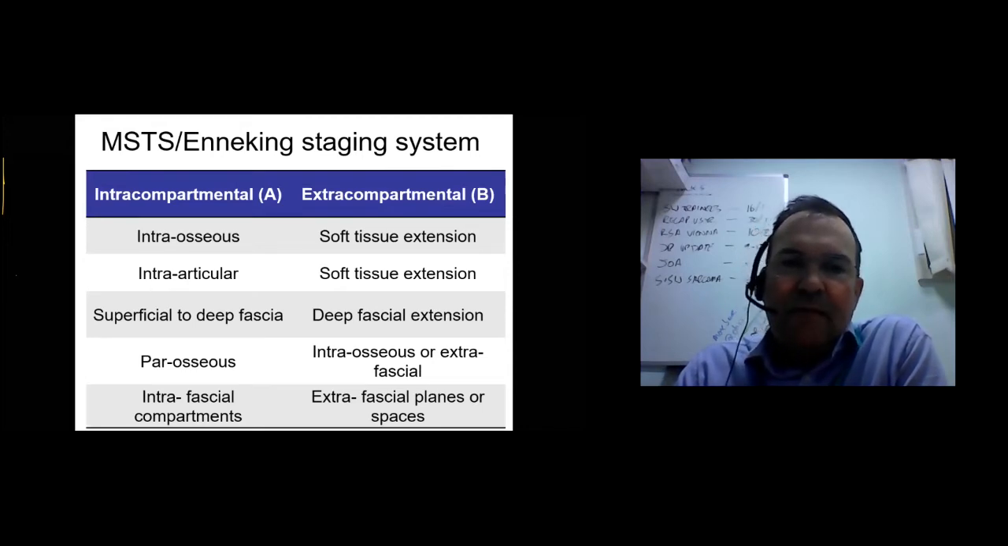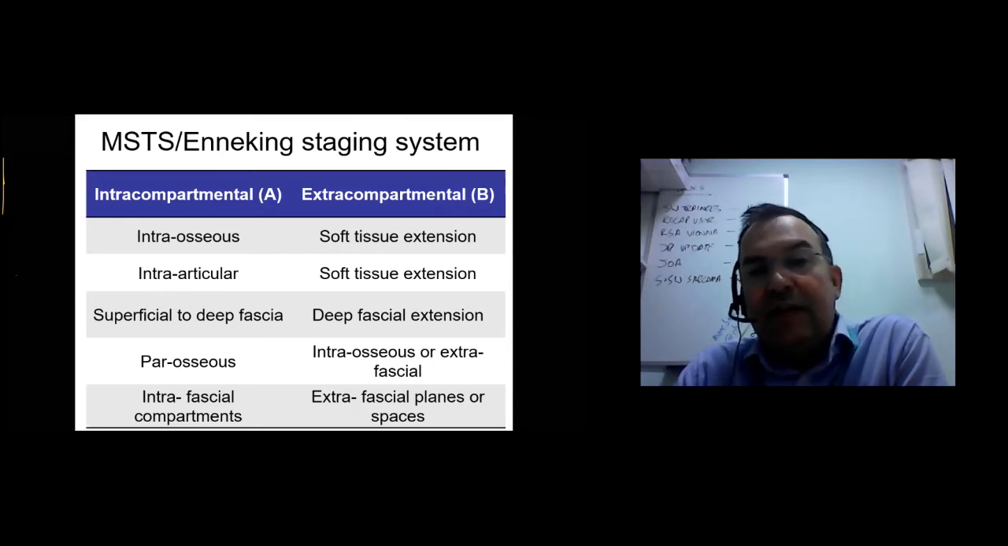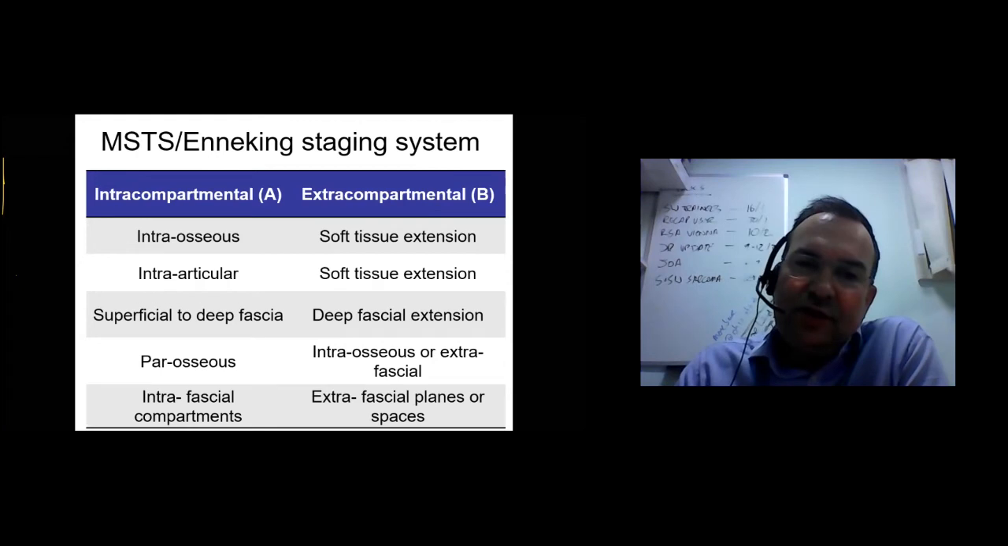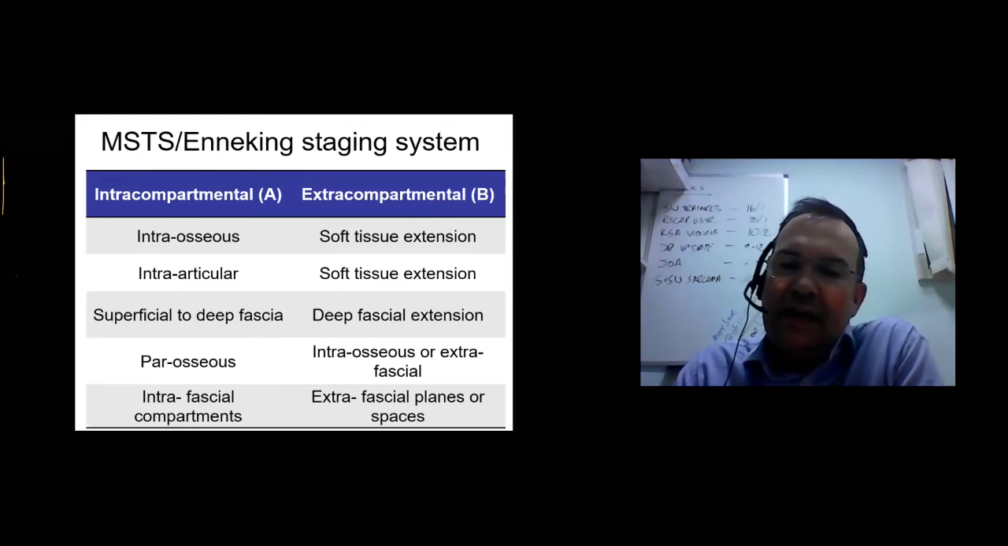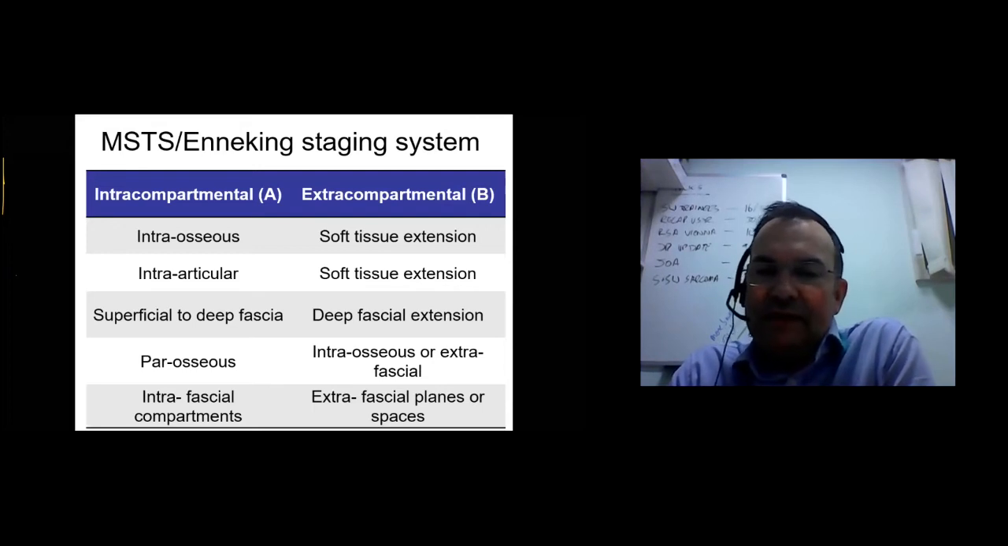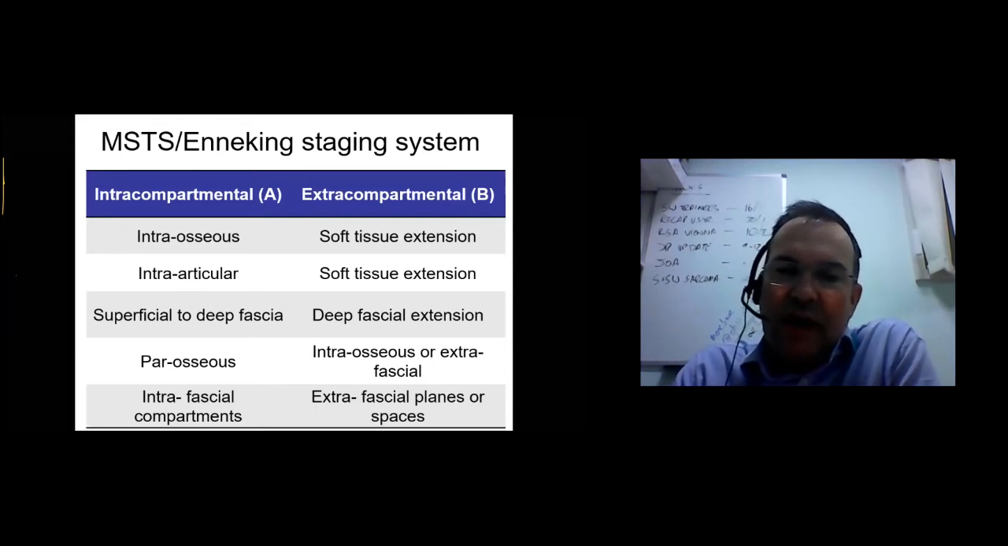So intracompartmental means intraosseous, intraarticular, superficial to the deep fascia, parosseous or within intrafascial compartments. And you can see the comparison with the extracompartmental tumors. And really, this is literally just a case of say what you see. This is just a scientific way of describing what we can see on a CT or an MRI scan.